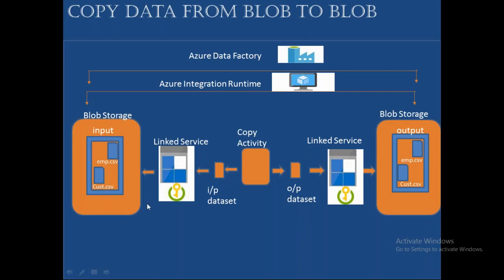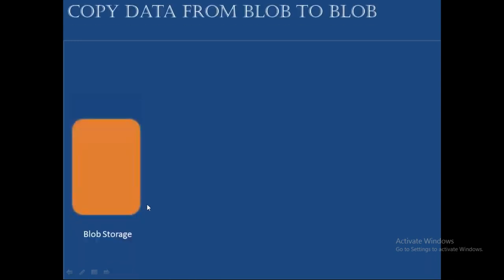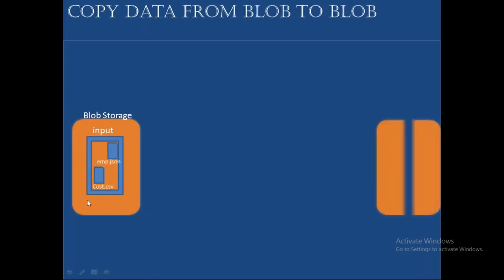Okay, so I will explain our third scenario now. Same, you have a blob storage. In this you have an input container. In this you have emp.json and cust.csv. Now what I want to do is move these two files as is, emp.json and cust.csv, into my output container.